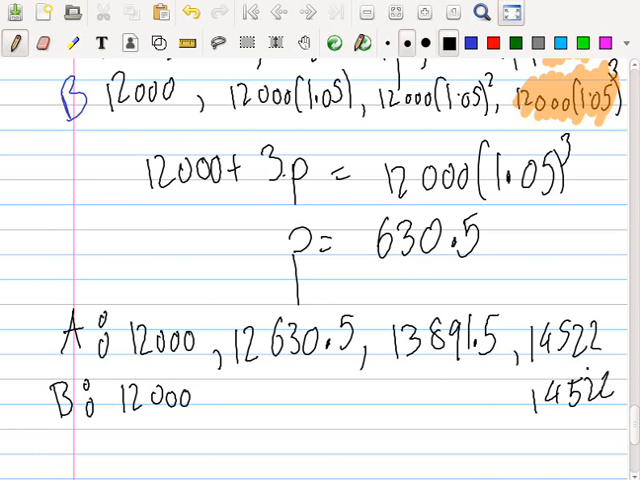So then 12,000 times 1.03. So then in the next year 12,360. And then in the third year, 12,730.8. Is that right? Did I make a typing mistake here? Ah, it's 1.05, not 1.03. 12,600. 13,230.